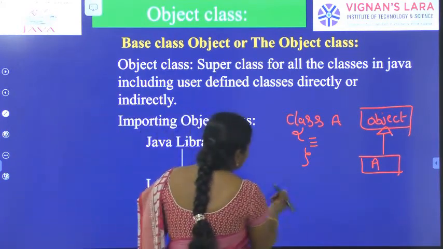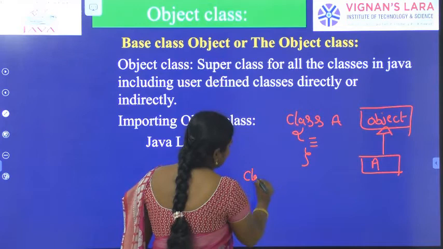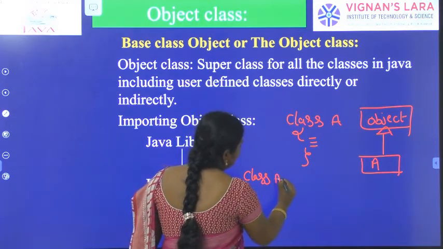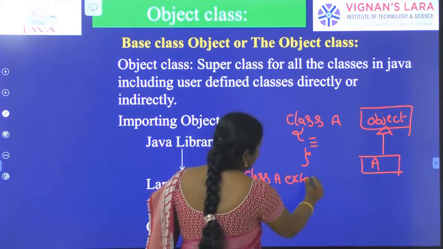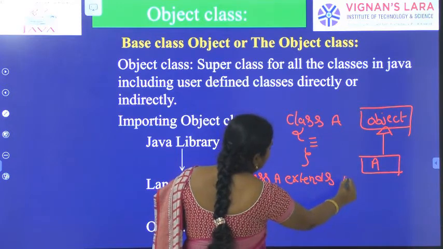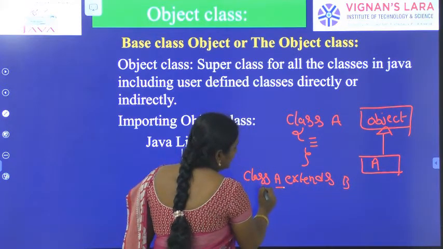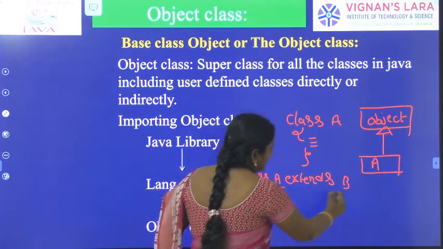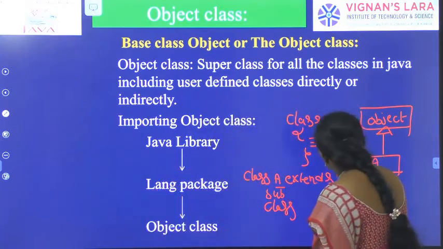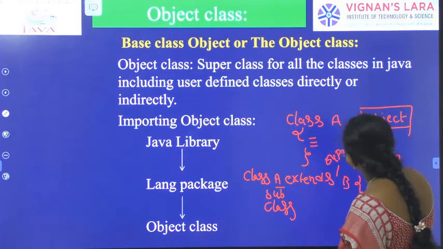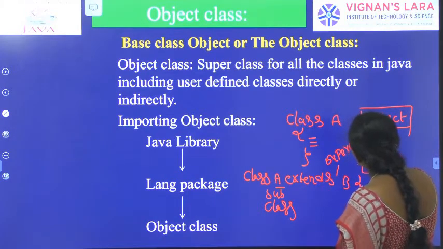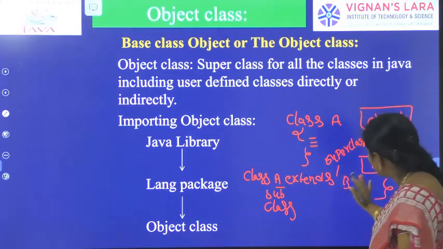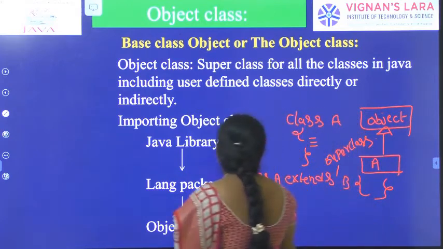Suppose one class extends another class: class A extends B. Already you know that here A is the subclass and B is the superclass. And this class B is also extended by the Object class.